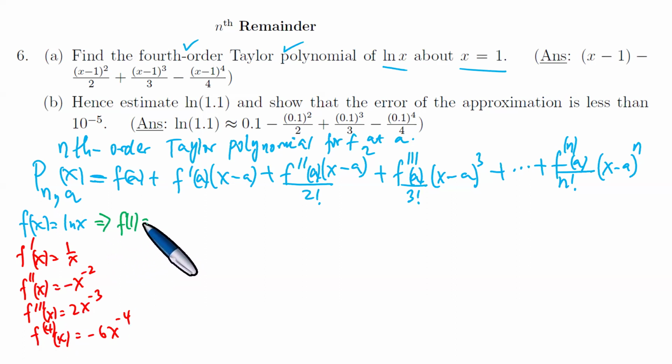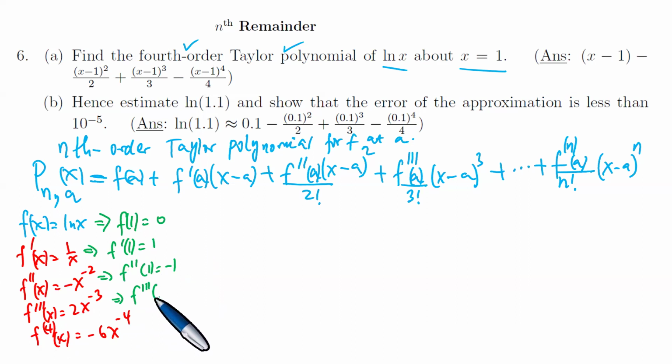F of 1, 0. F primed of 1, 1. F double primed of 1, minus 1. F triple primed of 1, 2. The fourth derivative at 1, minus 6. Okay, so we found the derivatives, and then now we are going on to do the Taylor.